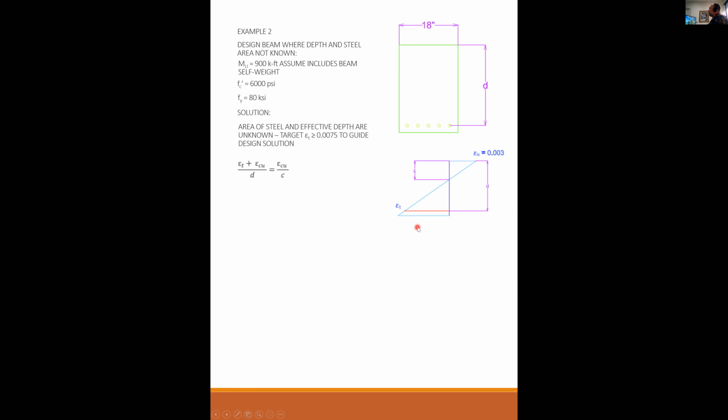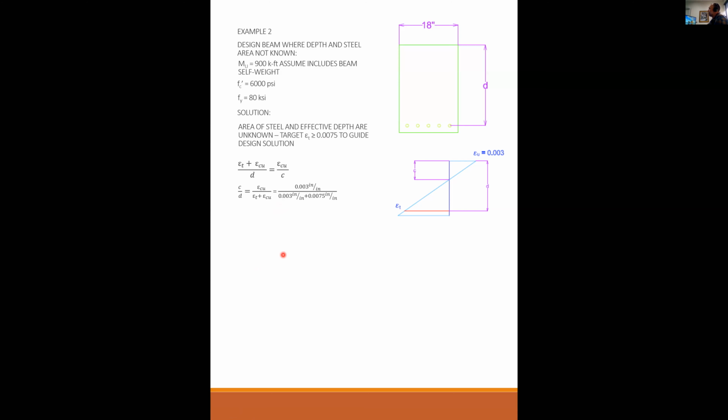Well, I'm going to use my strain condition. The maximum strain in the concrete is 0.003. The distance to the neutral axis is little c. Distance to the steel is d. And epsilon sub t is defined down here. So epsilon t plus epsilon u together over the entire depth d is proportional to the concrete strain over the depth c, similar triangles. So that means that I can rearrange this. c over d is equal to epsilon u over epsilon t plus epsilon u.